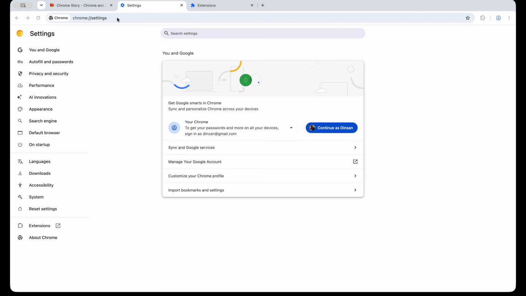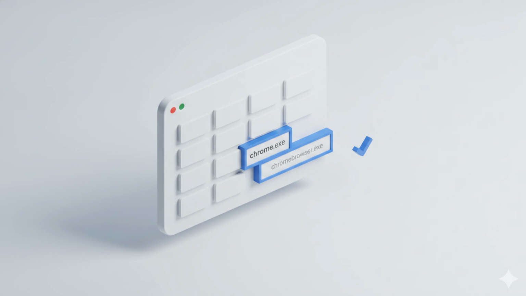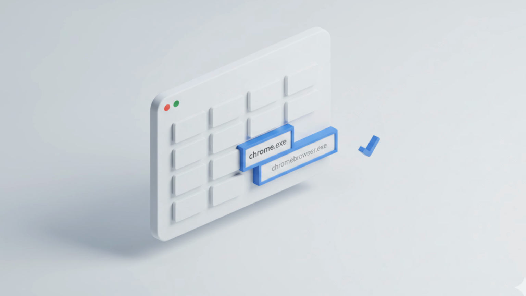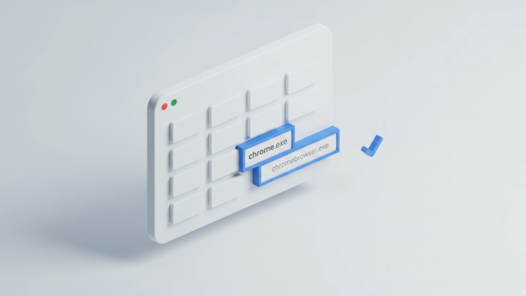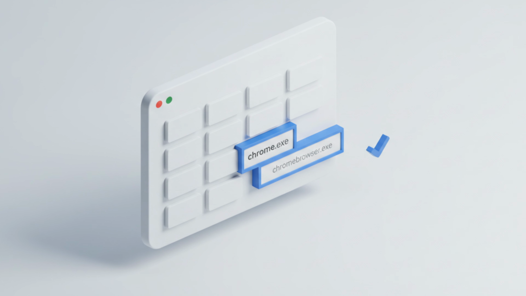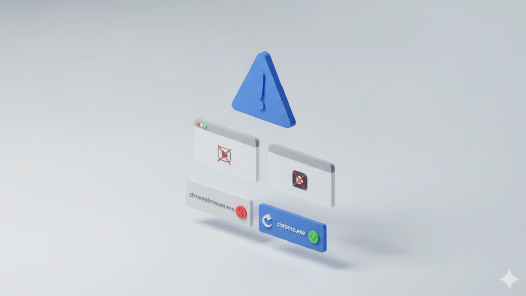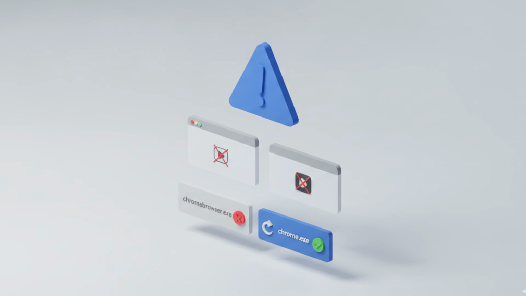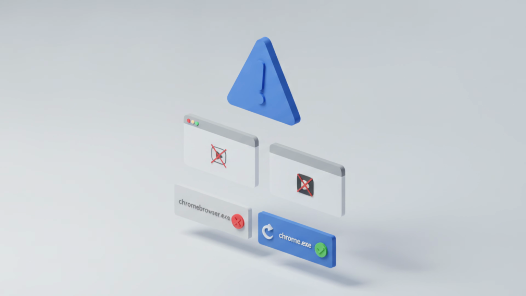Fix number 7, rename the executable file. Go to your Chrome installation folder, usually in Program Files, and change the name of chrome.exe to something like chromebrowser.exe. This is a well-known workaround if a security software update is accidentally blocking Chrome by its file name. Just a quick heads up. Doing this can sometimes break Netflix or Disney Plus streaming. If that happens to you, just rename the file back to chrome.exe.